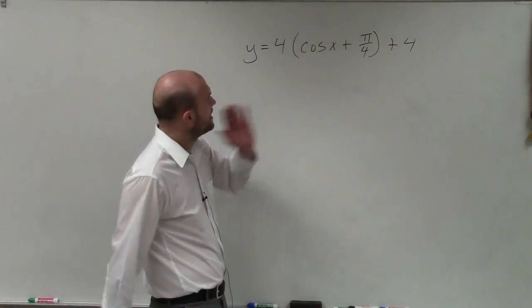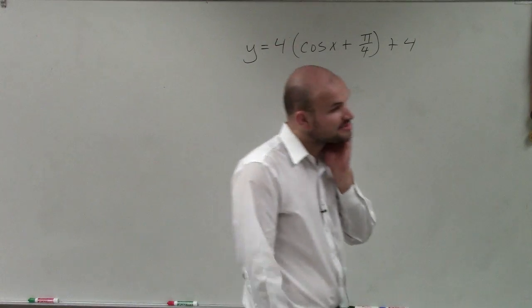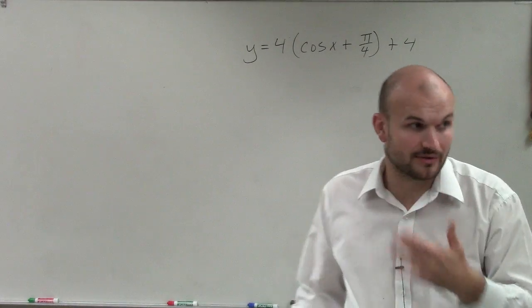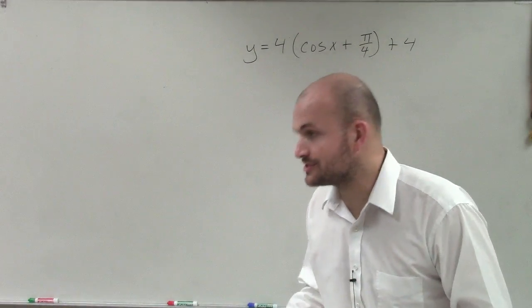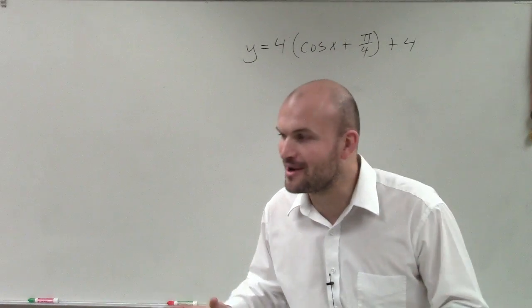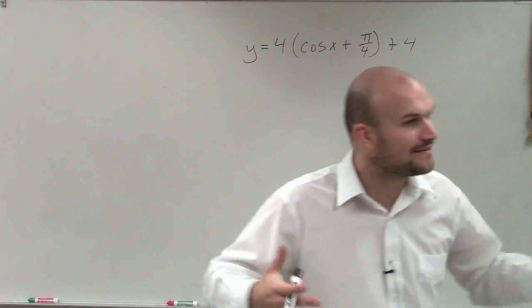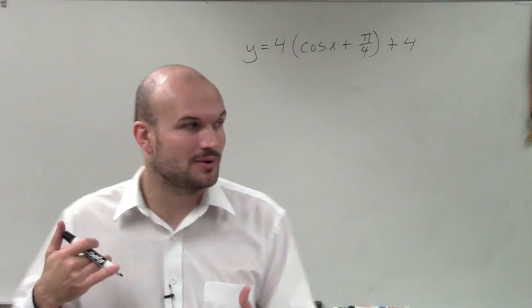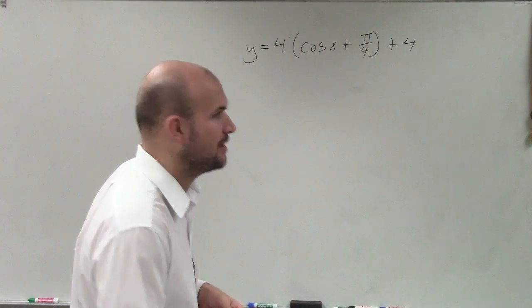Correct. So what I have here is y equals 4 times cosine of x plus pi over 4, plus 4. I'm going to do this over and over again. It may be boring for you, not the problem itself, but me explaining every single one of these points, because you have to know how to go through all of these.